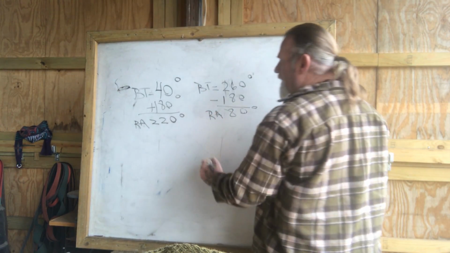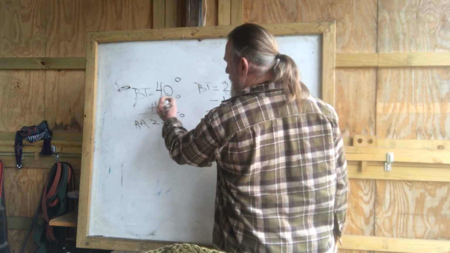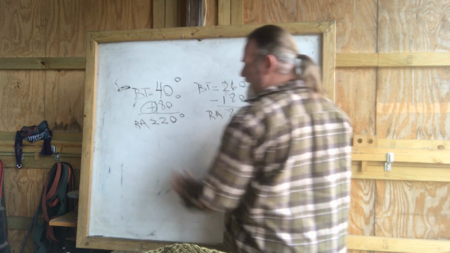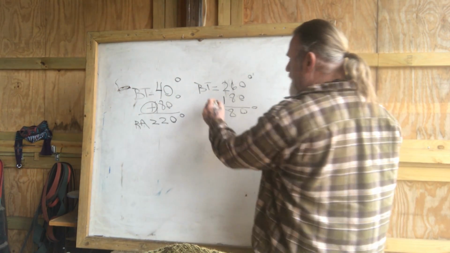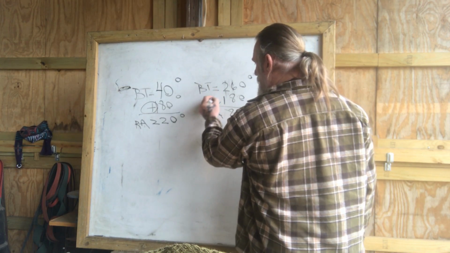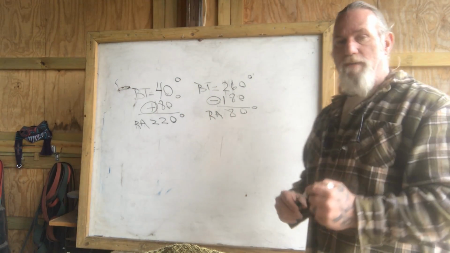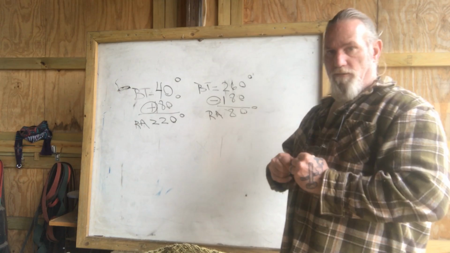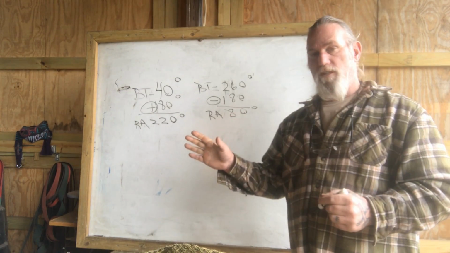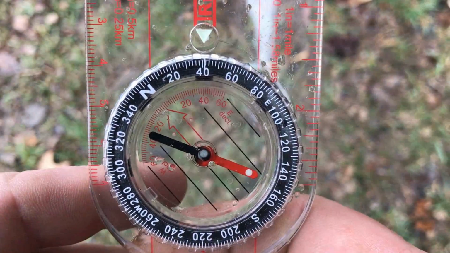So if we are traveling on a bearing that is less than 180 degrees, we add 180. If we're traveling on a bearing that's over 180 degrees, we subtract 180. That's the mathematical formula to figure your reverse azimuth. Now let me show you on a compass how simple this can really be.